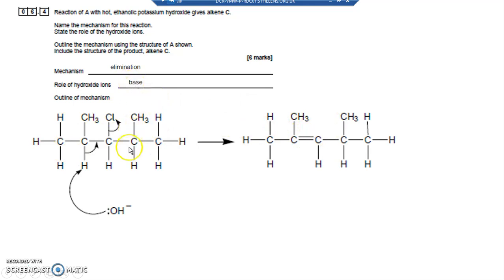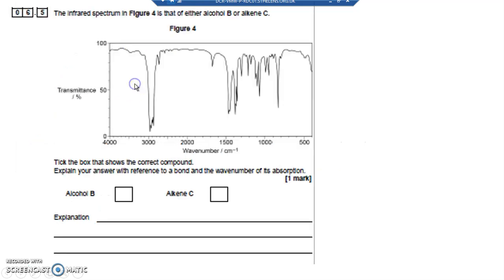And the role of the hydroxide ions is that the OH minus has gained an H plus to become water. So it's gained an H plus. Remember, an H plus is an acid, and something that reacts with an acid is called a base.